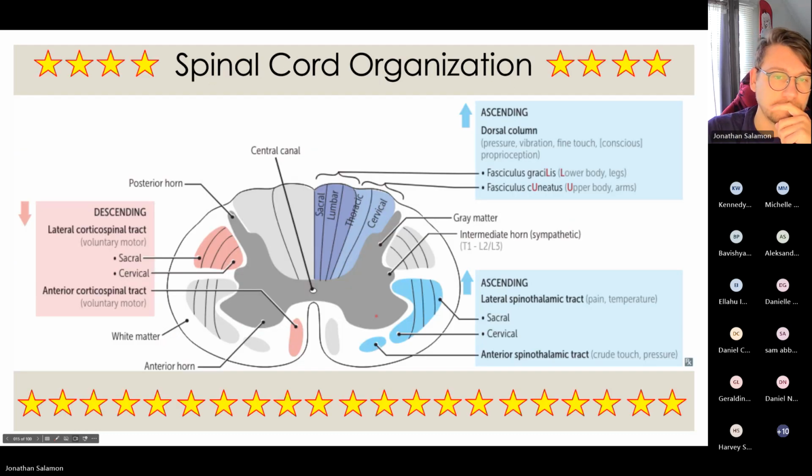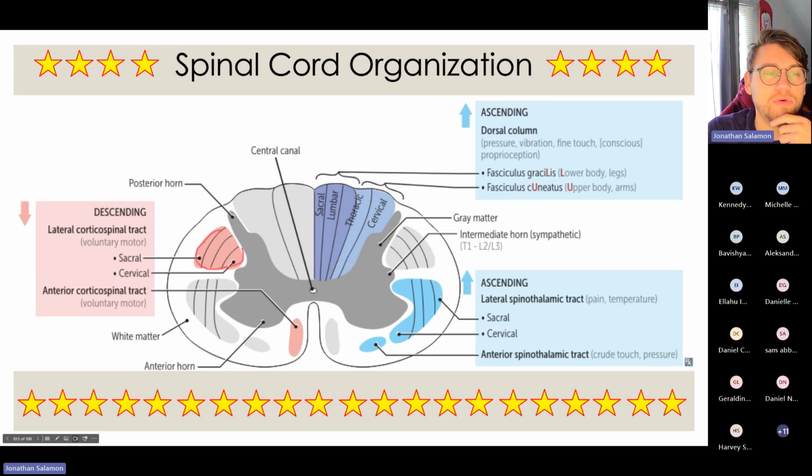Please know this. Spinal cord organization. If you know this, you should never get a lesion or a tract question wrong. Guarantee you will have questions on these. If I had to guess, 5 to 7 questions where you need to know this, essentially. Please do not forget that the gracilis is the lower body and it is in the middle. Gracilis, G for ground. And the cuneatus is the upper body. It's just not the ground, right? That's how I remember it at least. Remember that the middle of this is your sacrum and it ascends up the body, and then it's opposite for everything else, basically.